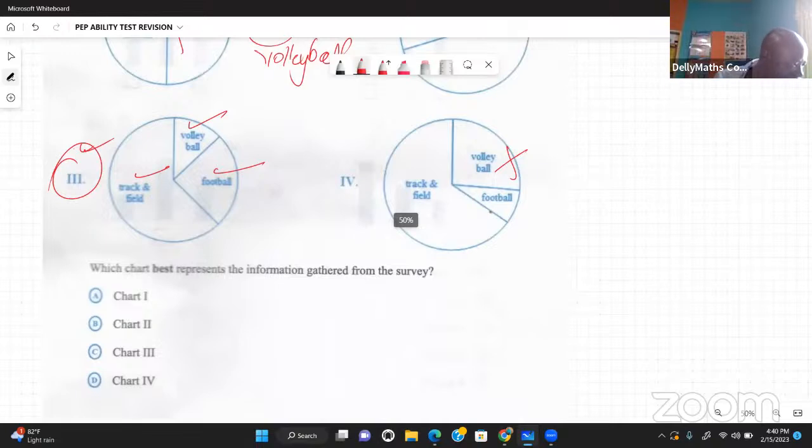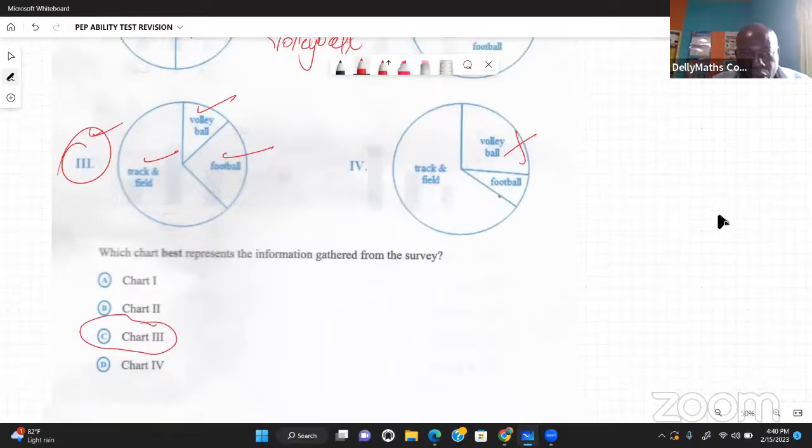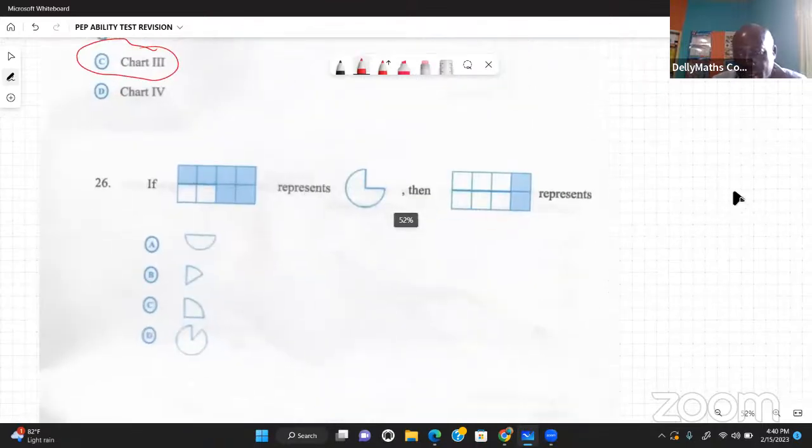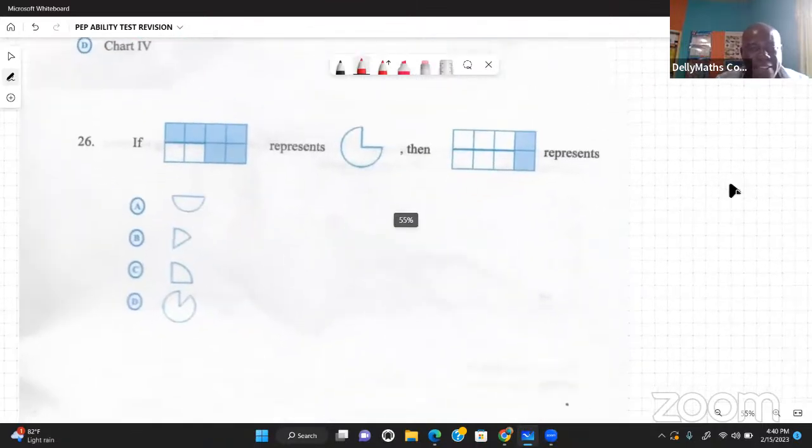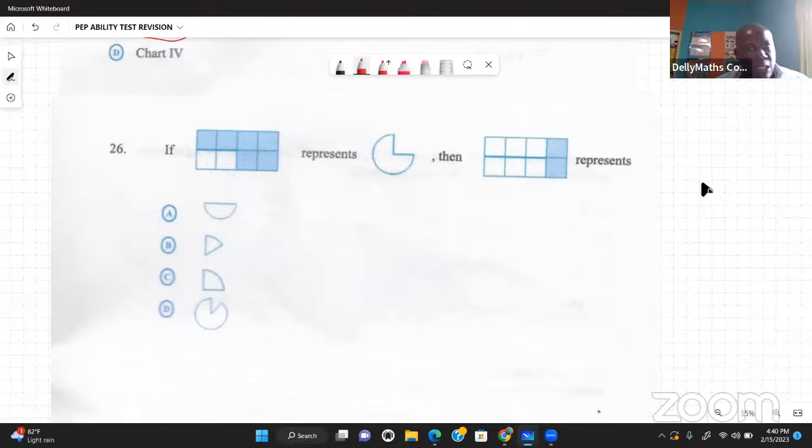Very good. I'm seeing some very good answers coming out. No problem. All right. Number 26. Number 26 has some shaded area going on there.